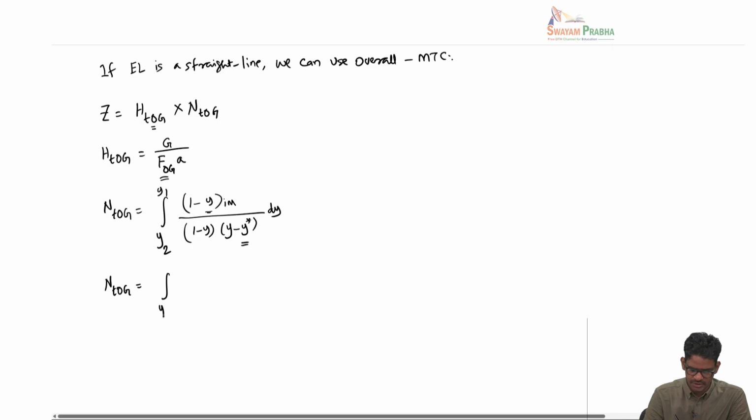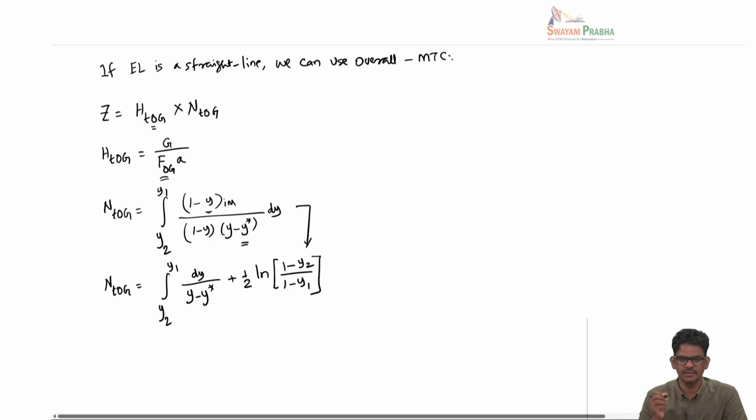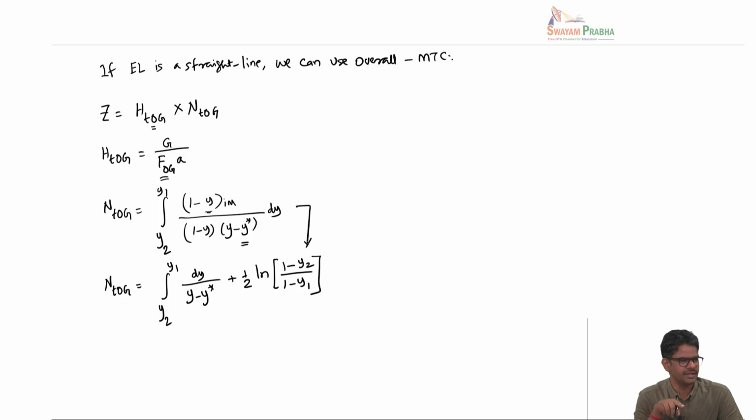Now if you want to simplify this further by replacing the log mean difference with arithmetic difference, you can get this equation: integral from y2 to y1 of dy by (y minus y star) plus 1 by 2 ln of (1 minus y2) by (1 minus y1). So from here to here, what we have done is we have replaced the logarithmic mean driving force with arithmetic concentration difference. Then you will be able to write this in simple form.